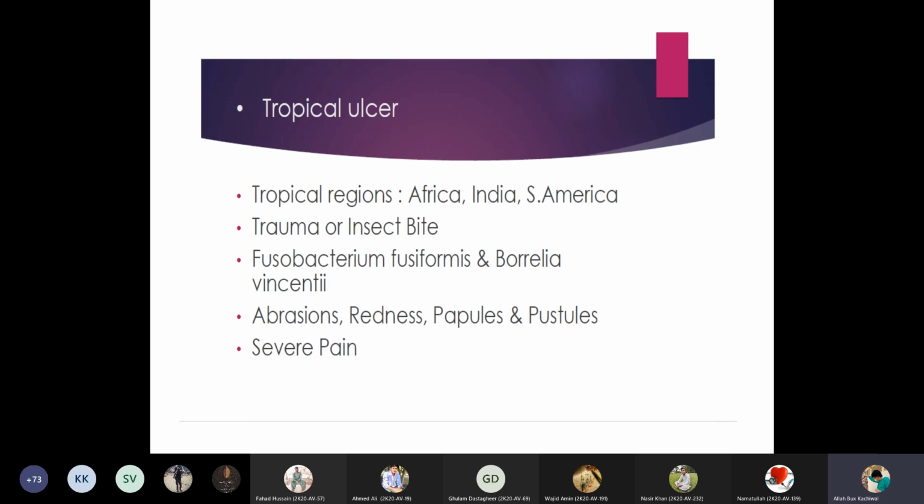The tropical ulcer occurs in tropical regions like Africa, India, and South America. Trauma and insect bites may produce that tropical ulcer. Fusobacterium fusiformis or Borrelia vincentii are the causative organisms. Redness, papules and pustules, and severe pain may arise in this type of ulcer.